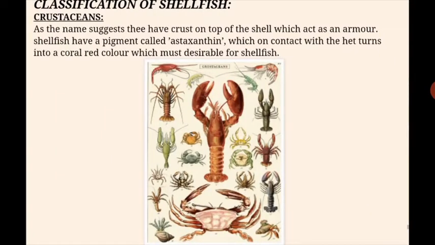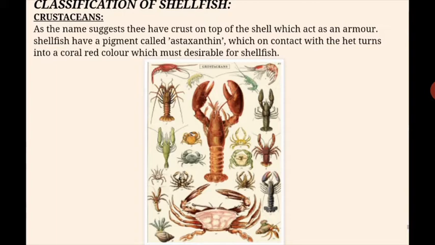Classification of shellfish. Crustaceans. As the name suggests, they have a crust on the top of the shell which acts as an armor. Shellfish have a pigment called astaxanthin, which on contact with heat turns into a coral red color, which is much desired for shellfish.